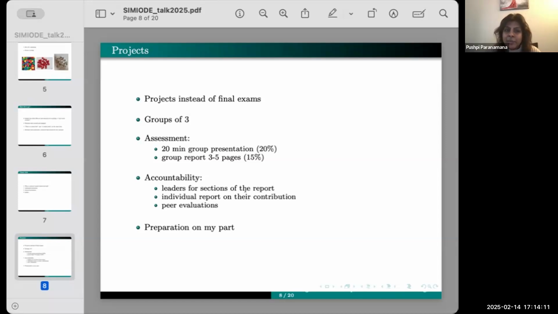So that's the assessment. And also I make sure everybody's accountable. This is really important because in group projects, sometimes there are really good students, they would just do it. And that's not what we want. Everybody has to participate. And there could be a student who wouldn't do anything and just lean on other people. So what I did was I asked the students to assign leaders for different sections and also submit an individual report of their contribution.